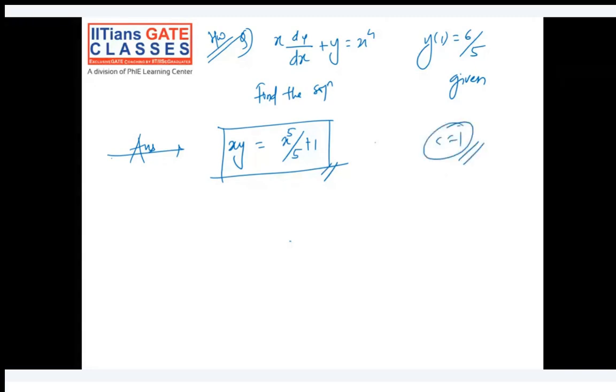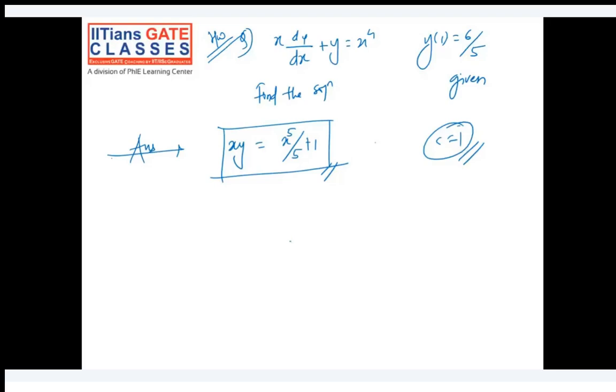Solve this and compare your answer. x dy by dx plus y equal to x raised to the power 4. y of 1 is equal to 6 by 5. Answer is xy equal to x raised to the power 5 by 5 plus 1. Okay, so this is how you will solve the linear differential equation.